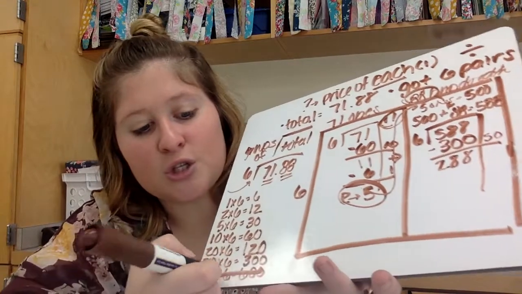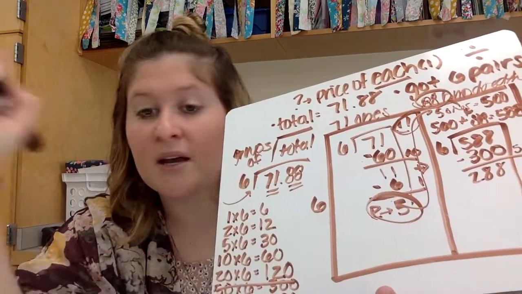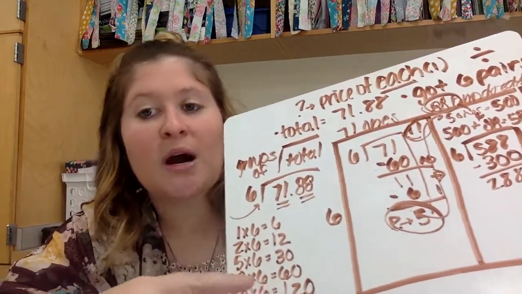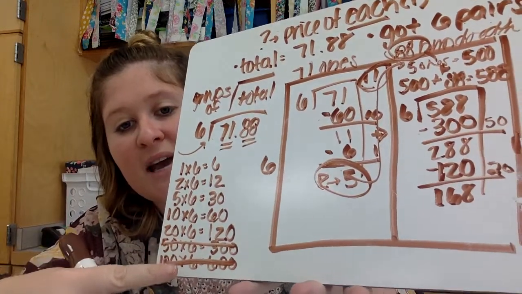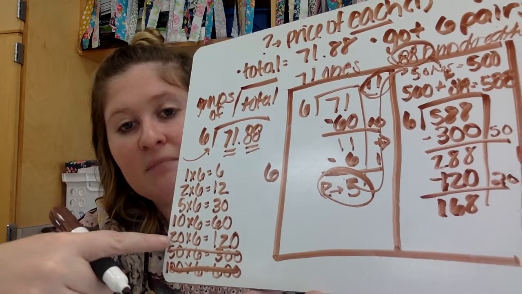So 600's too big, 300's too big, 120 is where I'm going to go next. And that is 20 off to the side. That leaves me with 168. So can I use 120 again? Yeah. So I'm going to subtract 120 again, putting a 20 off to the side. That leaves me with 48.